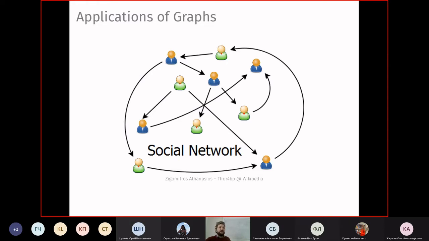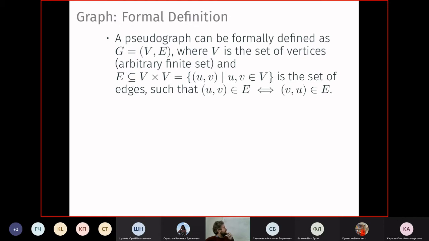And many more. So graphs are important in data representation, when we talk about data structured in this way. The formal definition is here. Well, this is not a pseudograph. This is a graph with loops, but not with parallel edges.